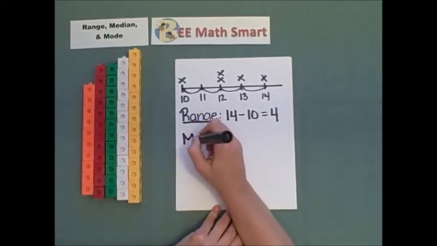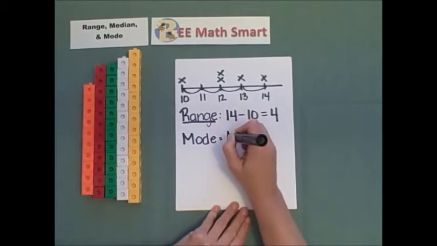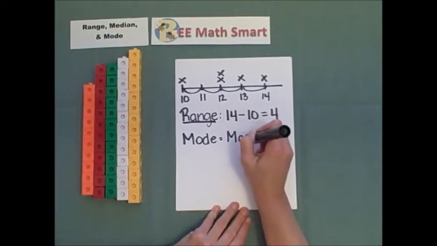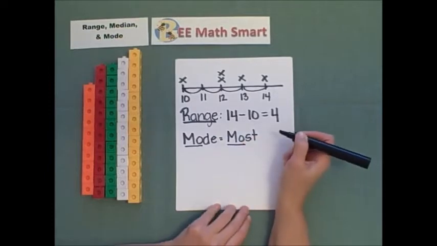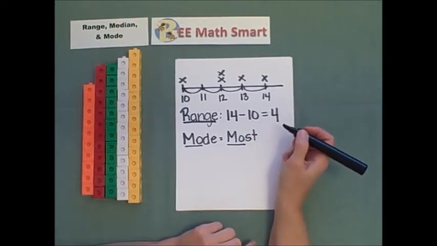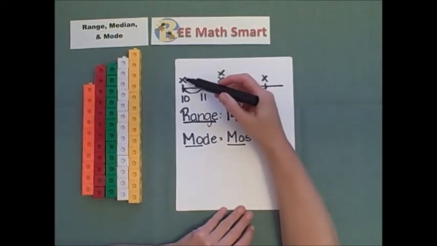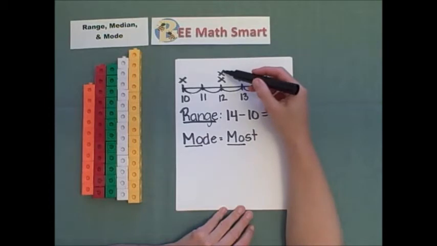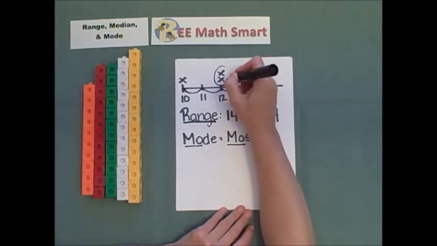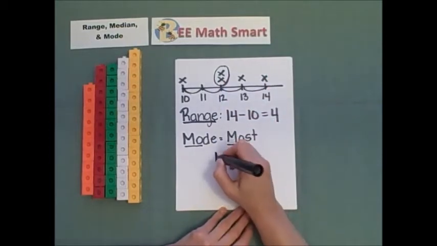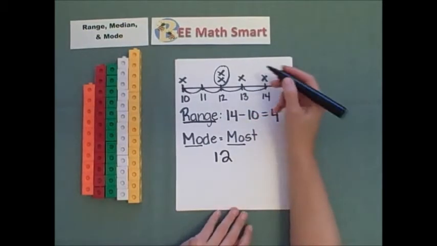The mode simply means the most. And when I think of mode, I think of the mo in mode and the mo in most. And that's just a little trick that helps me remember that I'm looking for the data that occurs the most. So I see 10 has 1, 12 has 2, 13 has 1, and 14 has 1. So 12 would be the mode because that number occurs the most. It is possible to have no mode in your data.